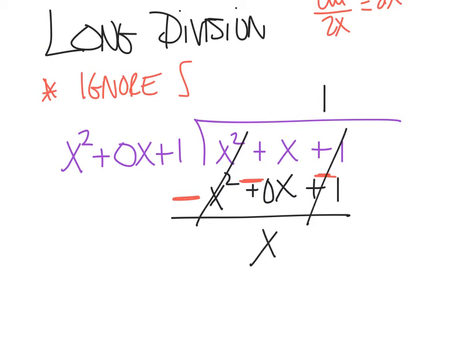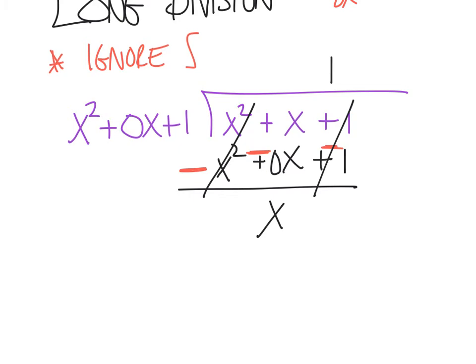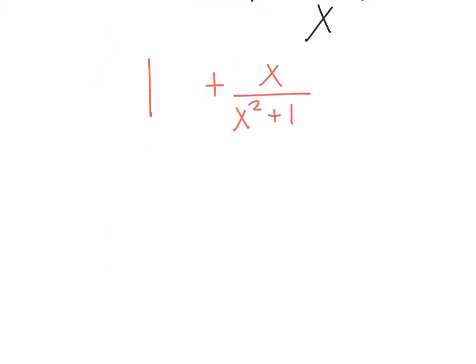So now I need to write my answer. I got a solution of 1 with a positive x left over divided by x squared plus 1. Okay, so let me say that again. This is what I got when I divided. There's my 1. I got a positive, there's my plus, positive x over what I divided by, x squared plus 1. Now, we haven't done any calculus yet. All we did was divide these two functions.